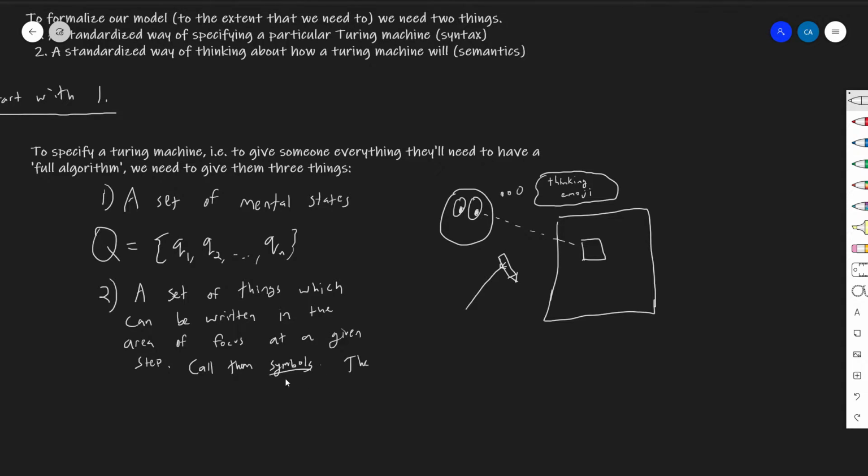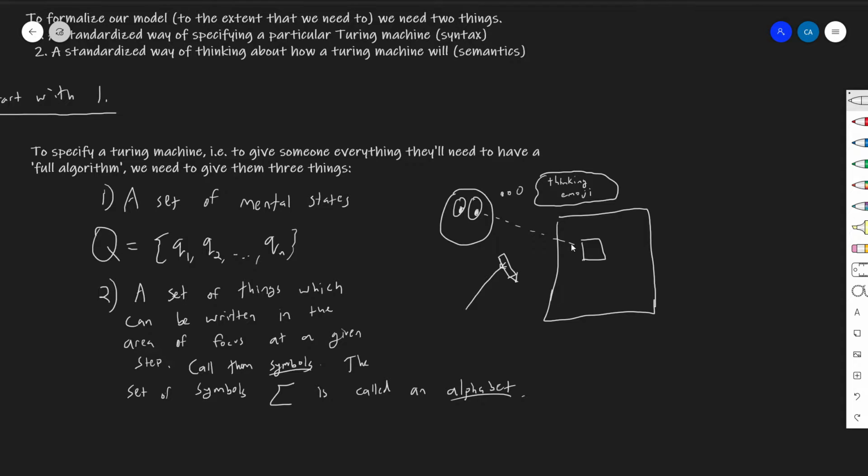The set of symbols, sigma, I'm going to call this a sigma, is called the alphabet. It's not the English alphabet. I mean, it could be like ASCII, right? It could be Unicode. But it is a set of symbols that I can print here.